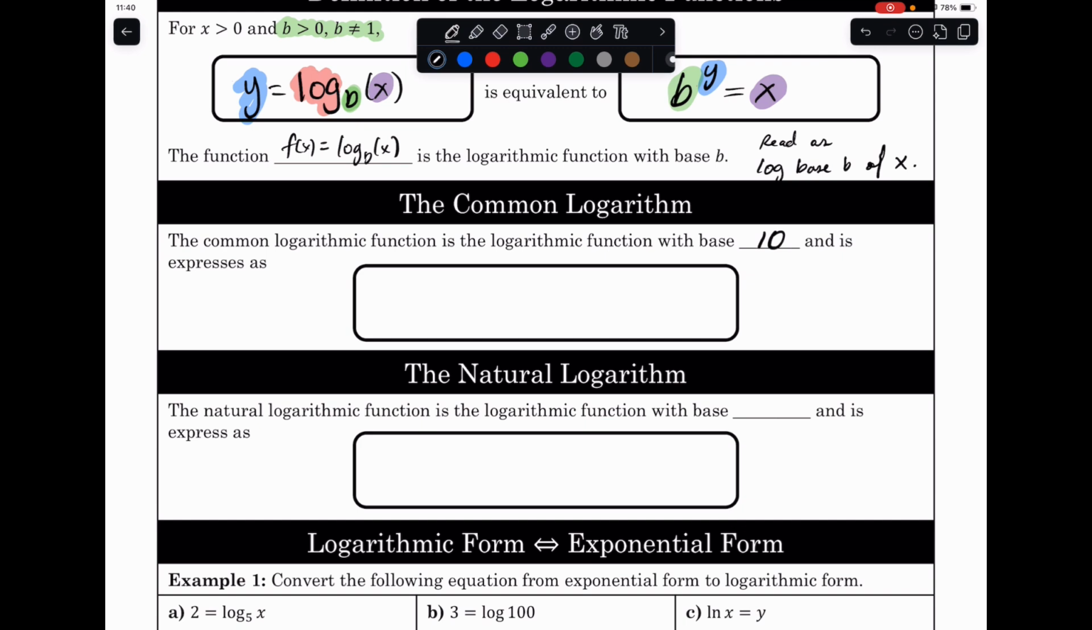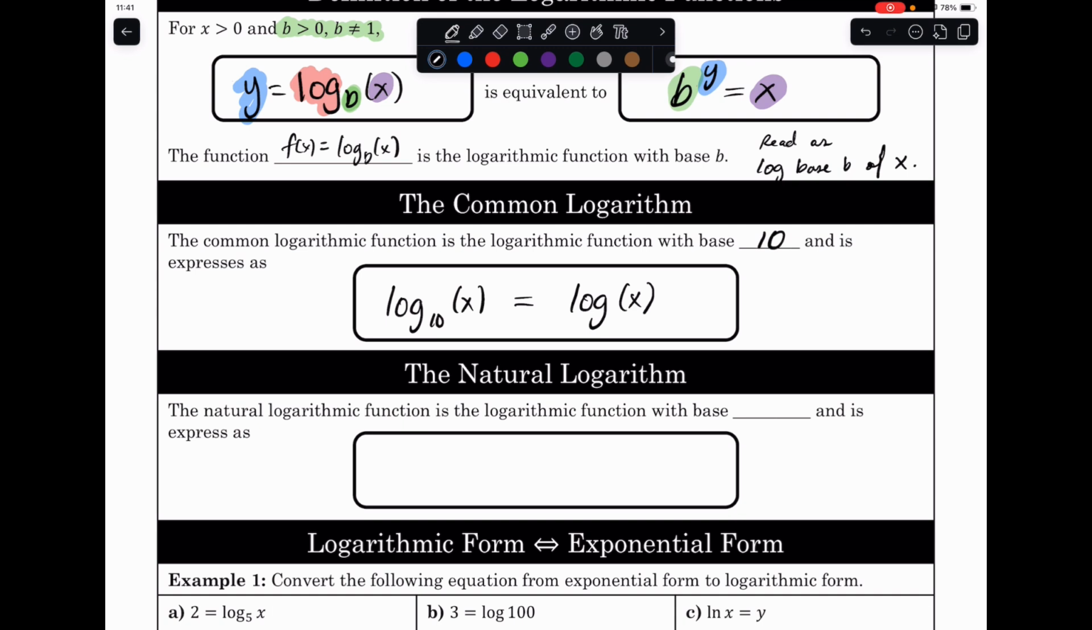Now, if the base is 10, so where we have a log with a base 10 of some input value x, this is referred to as the common log. And the normal notation for such a log when our base is 10 is just this notation here. We have a quote-unquote invisible 10 that is used instead of the actual number 10. But that only happens again when the base is 10.